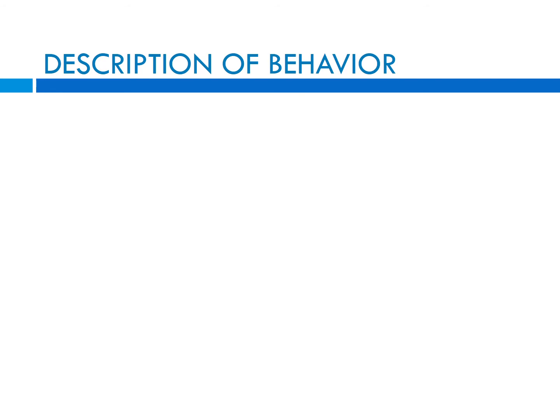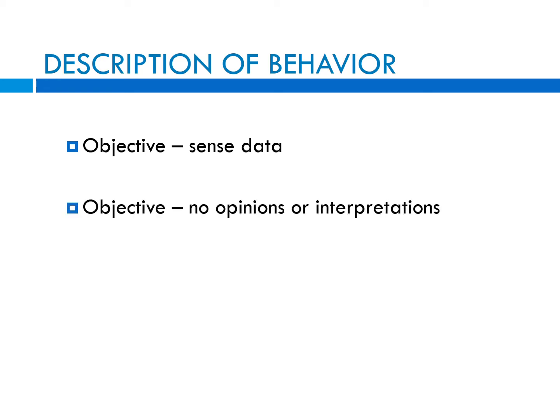The description of behavior should be objective. The description of behavior should only be about the sense data, just the facts. It should be what you saw or heard. At this step, you want to be as objective as possible so that it's only reporting or telling about the behavior, what you saw or heard happen. You shouldn't include your opinions or your interpretations at this point. You get to do that in a minute, but not here. Here in this step, you just tell what you saw or heard.